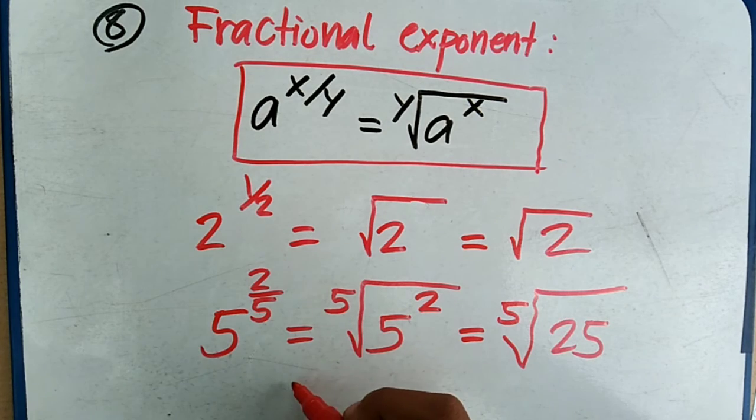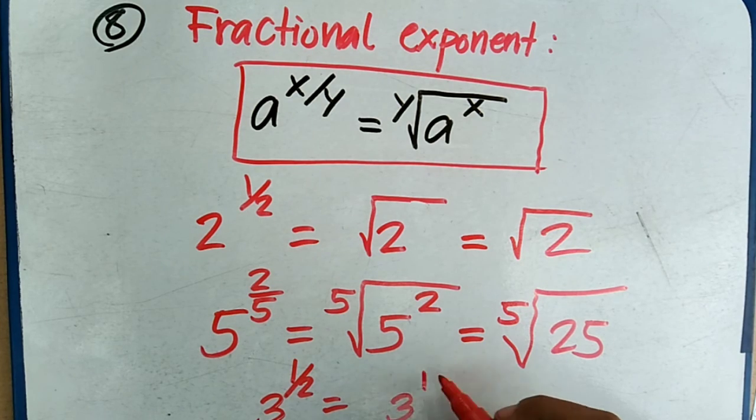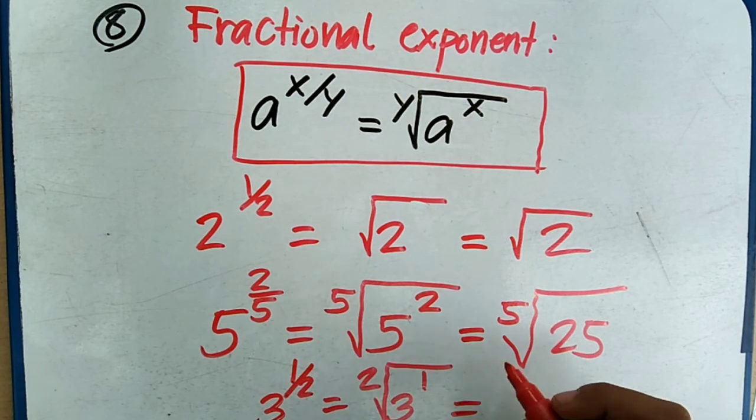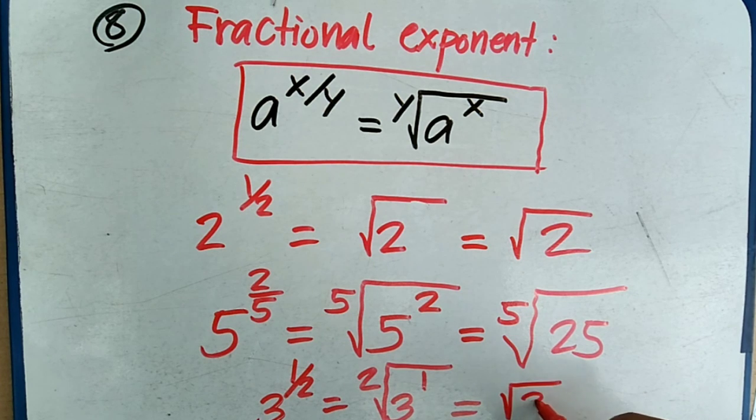Another, 3 raised to 1/2. We have 3 raised to 1 and ilalabas natin yung 2. And since understood natin na pag 2 ang nasa labas, yung index, pwede na natin siyang hindi isulat. Eto na lang and same lang naman yan. So, that's all. Sana natuto kayo.